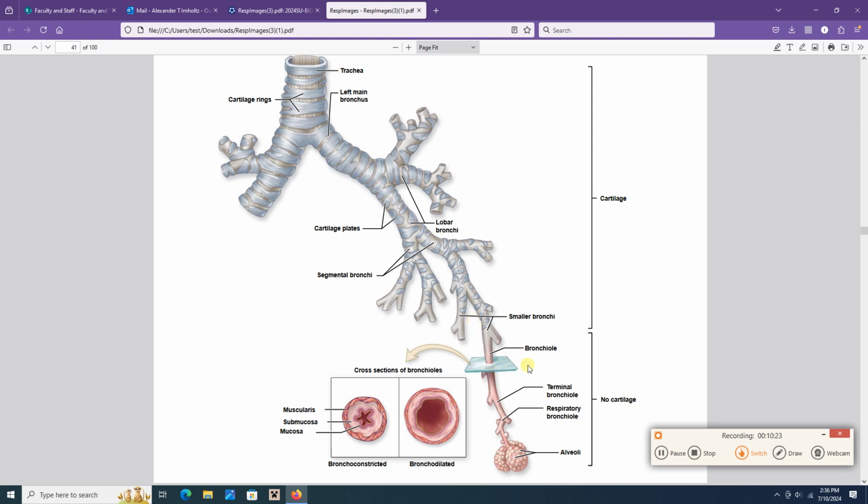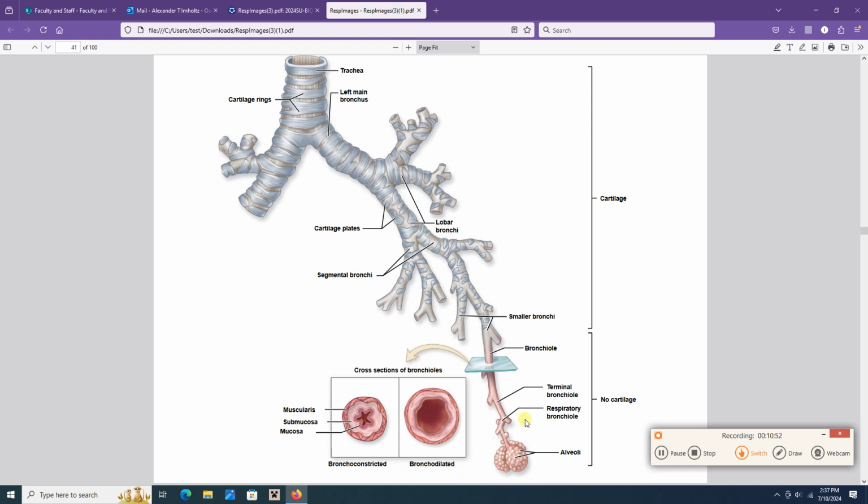Now eventually we get tubes without cartilage. A tube without cartilage is called a bronchiole. And bronchioles will branch. Bronchioles are pretty cool. They don't have cartilage, but they got muscle. Look at their muscle right there. That muscle means they can constrict or dilate to let more or less air in.